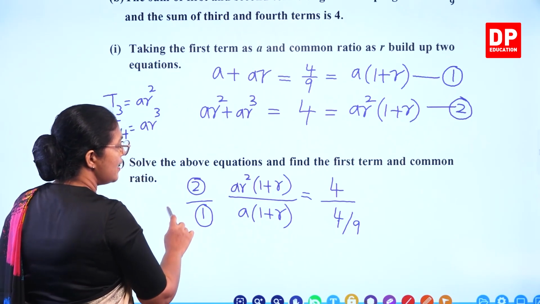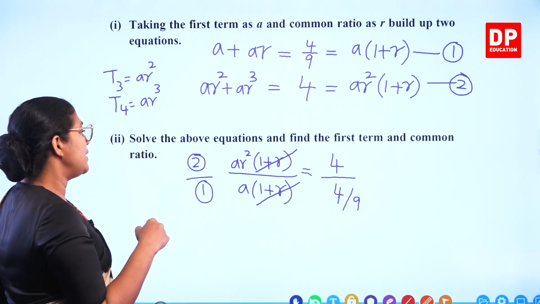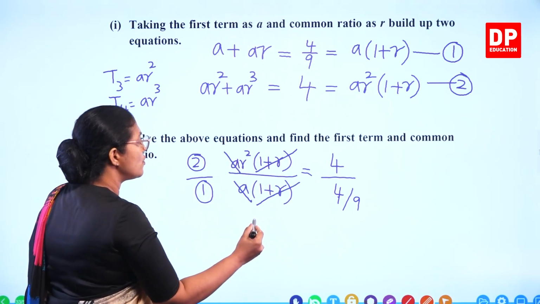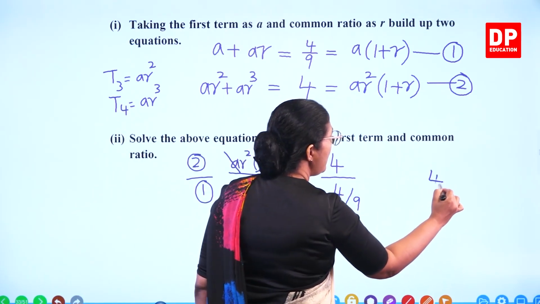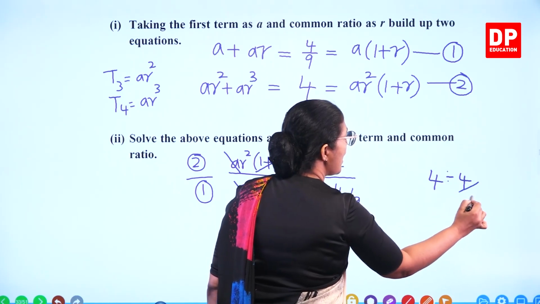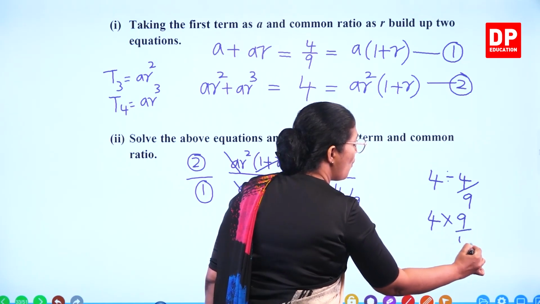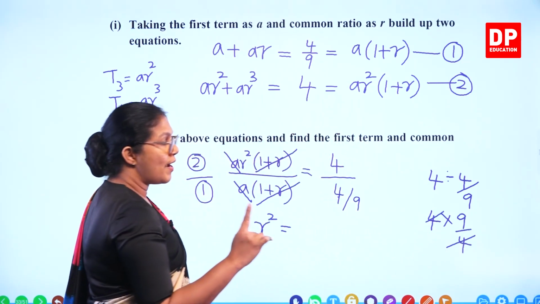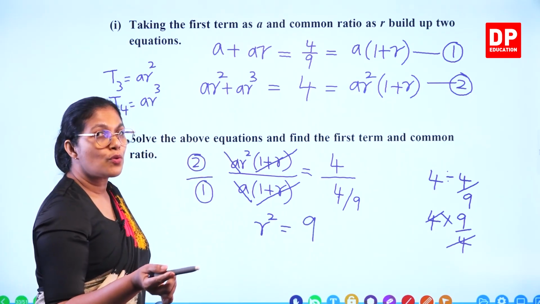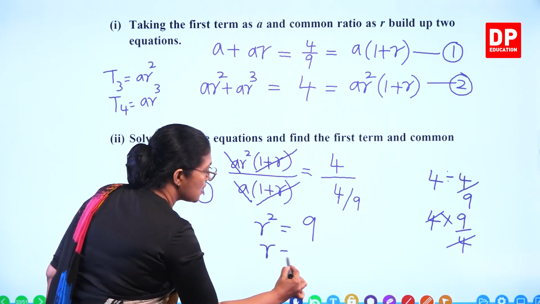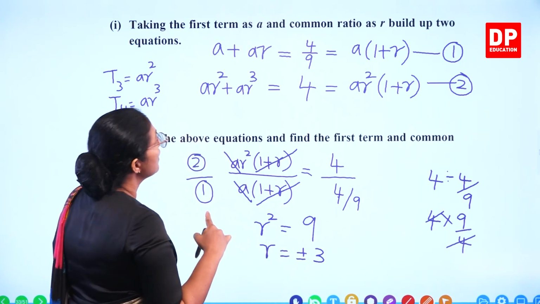Now simplify. Can you see a lot of terms get cancelled out? 1 plus R get cancelled out with this one. A get cancelled out. So you get R squared there. 4 divided by 4 over 9, how can you write? You can write as a reciprocal. Multiply by 9 over 4. Here when you simplify 4 and 4, 9 you get. So R squared is 9. What's the square root? R becomes square root of 9, that becomes plus or minus 3.